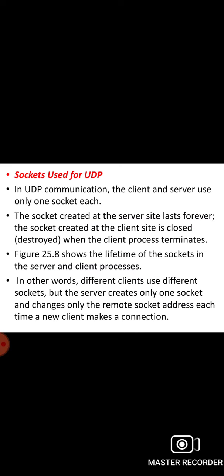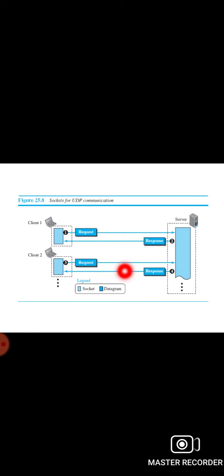In UDP communication, the client and server use only one socket each. The socket created at the server side lives forever, and the socket created at the client side is closed or destroyed when the client process terminates. Now let's see an example which shows the lifetime of the sockets in the server and the client process. In other words, different clients use different sockets, but the server creates only one socket and changes only the remote socket address each time a new client makes a connection. So this diagram shows the sockets used for UDP communication, and this one is the socket, and this is a response which is given to the server.